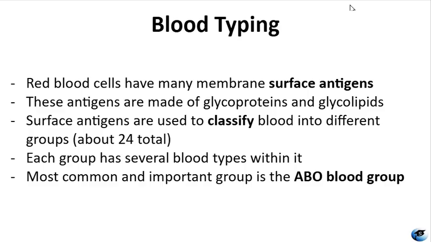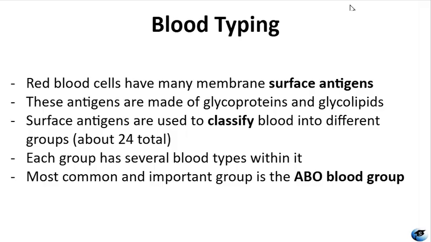So on the surface of red blood cells, as we've discussed, there are many different membrane surface antigens, and these are molecules that act like identification tags for the immune system. The antigens are primarily made of glycoproteins and glycolipids, which are combinations of sugars and proteins or fats. The variety of surface antigens allows blood to be classified into about 24 different blood group systems. And then within each blood group system, several specific blood types vary based on which antigens are present.